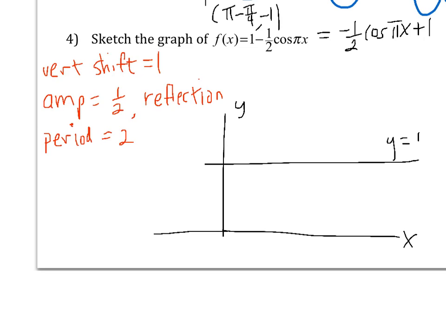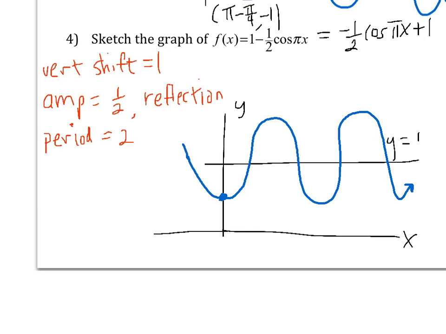We're looking at y equal 1, though. Think of that as your starting point. And in fact, since it's a negative 1/2, we start off below and just draw a cosine function like that. Like I said, we'll label everything later.